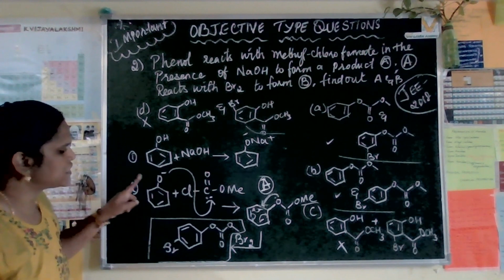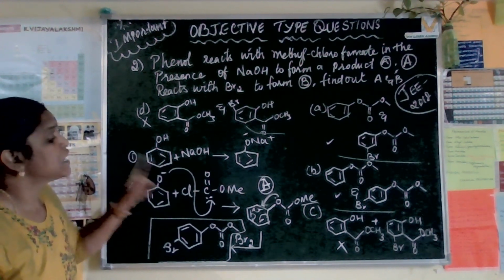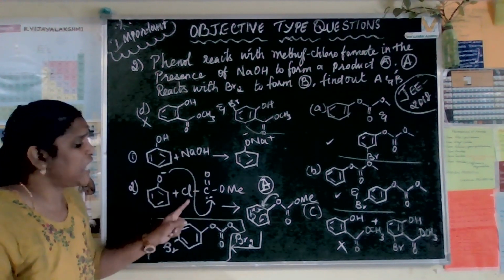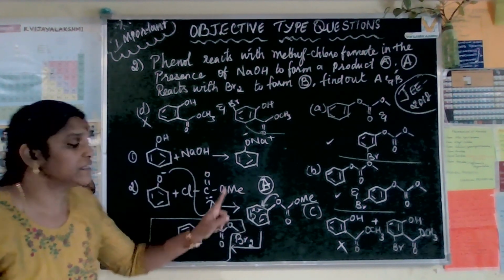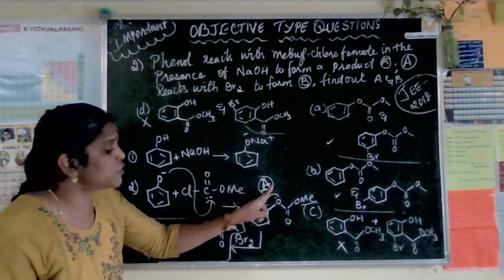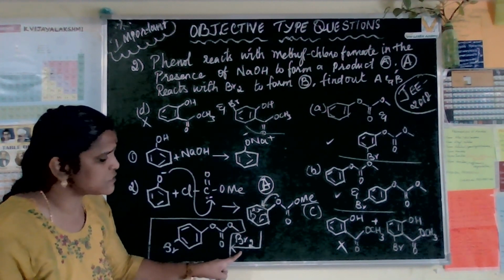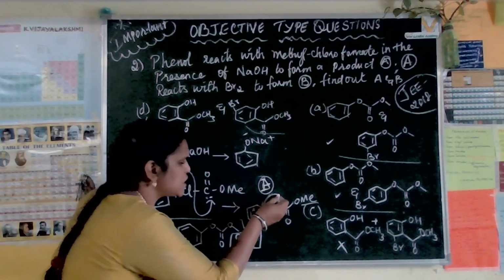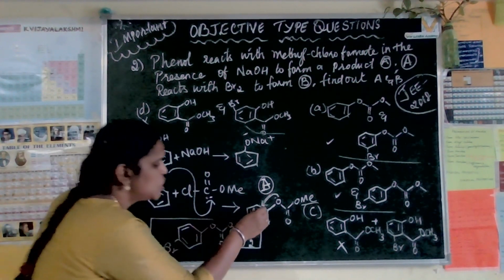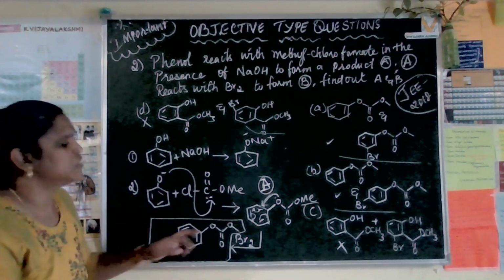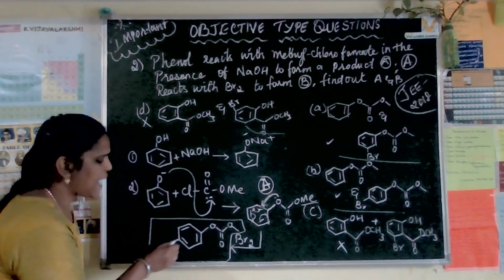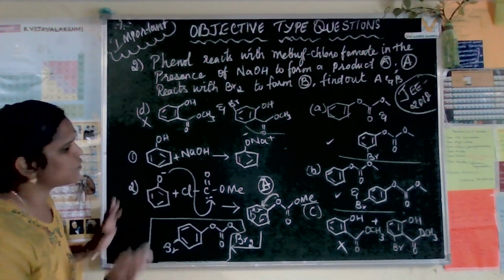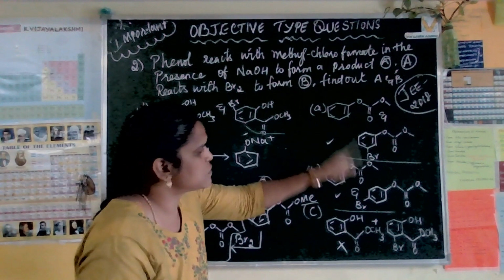The first one is the sodium phenoxide ion, which is going to attack the carbonyl group, which is electron deficient, and you are getting compound A. Now this compound reacts with bromine. The electron density is more, so it is pushed towards the para position. Due to that, the bromine atom is attached at the para position. That's all. Now let us think which is the correct option, whether this one or this one.